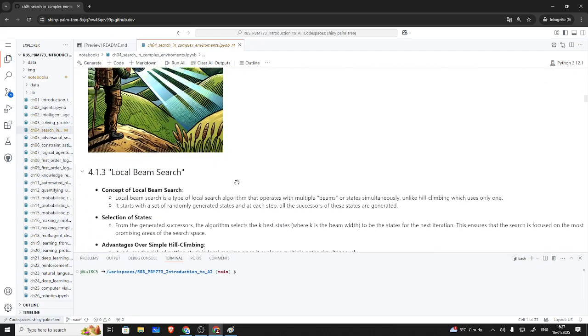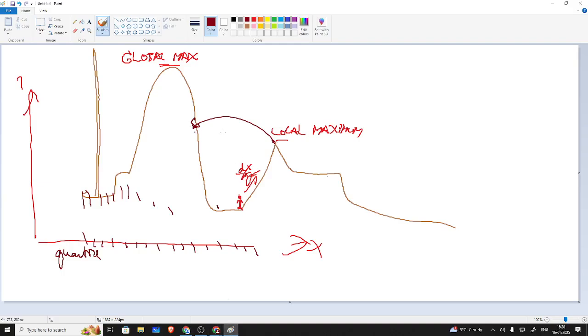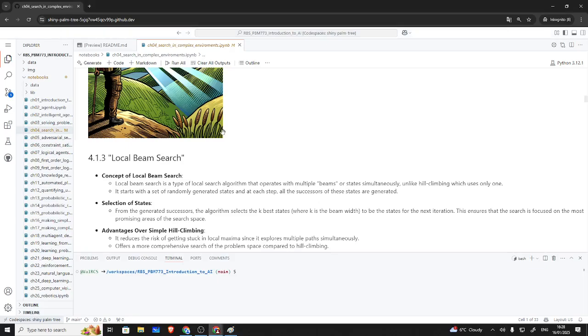So, local beam search. You're searching. With hill climbing, you go up one direction. Again, in our picture, we only have beam in two directions. But you might want to look at a different case. You have a three-dimensional space, you have a ton of directions to check.